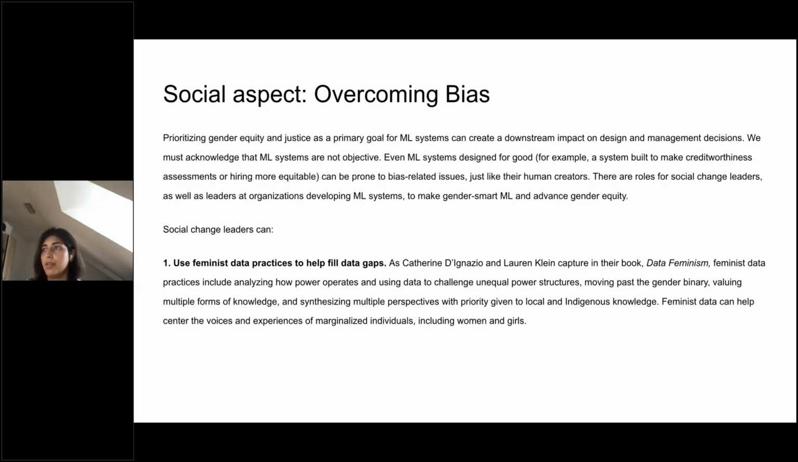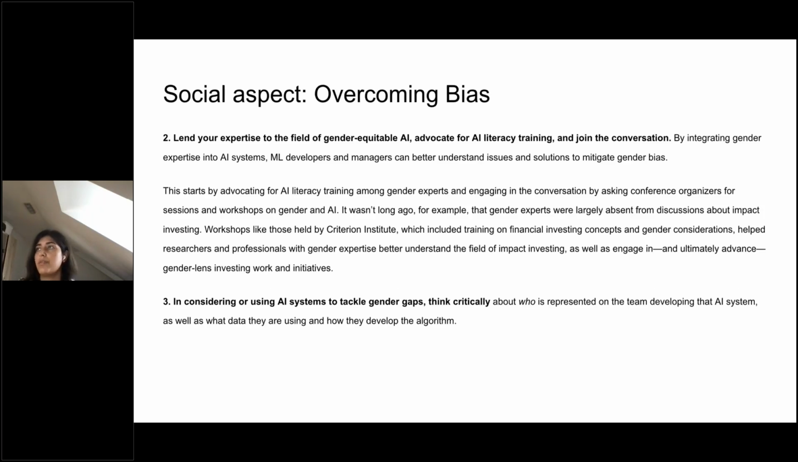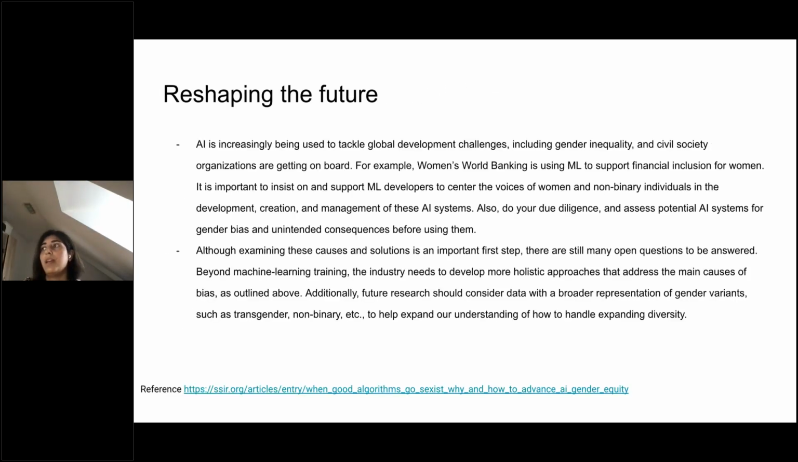So use feminist data practices to help fill the data gaps. Lend your expertise to the field of gender equitable AI. Advocate for AI literacy training. Join the conversation. And within society, you need to make sure whatever AI systems you are using are tackling gender gaps. Otherwise, you should probably provide feedback to the developers. As a society, this is our step. And yes, we definitely need to reshape the future.